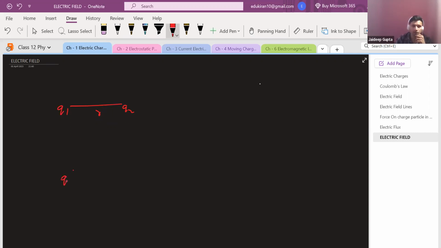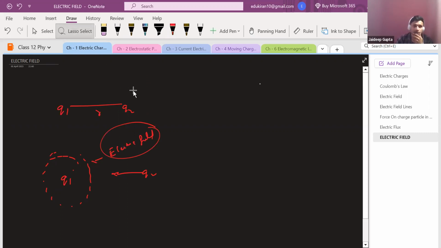What happens? Let it be a charge. It creates a field around it, some kind of influence around it. And if you bring another charge nearby, then this charge either repels or attracts. That is due to this field. This imaginary space is known as electric field. Is it clear?